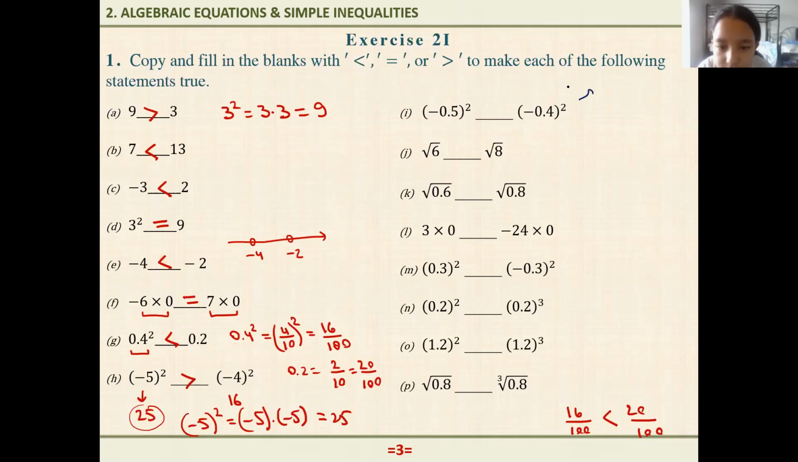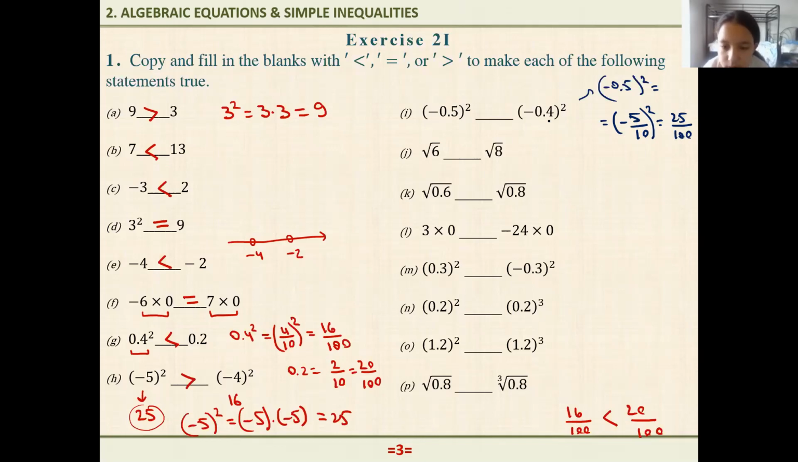So Shahina, you should evaluate here. First, negative 0.5 squared equals, what is 0.5? That is negative 5 over 10 squared. A negative squared is always positive, because negative 5 times negative 5 is 25. 10 times 10 is 10 squared, that is 100.